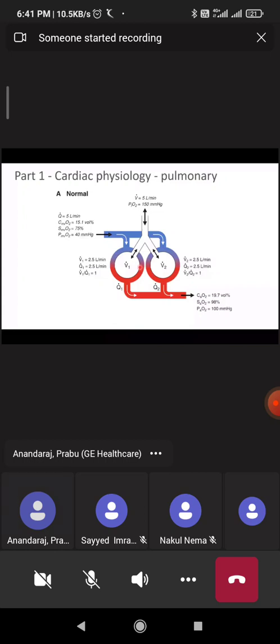Okay. So the dead space we can reduce. One is by, see, auto PEEP, what do we do for that? We will be increasing the E time. We allow more time for the gas to escape out. The expiratory time.